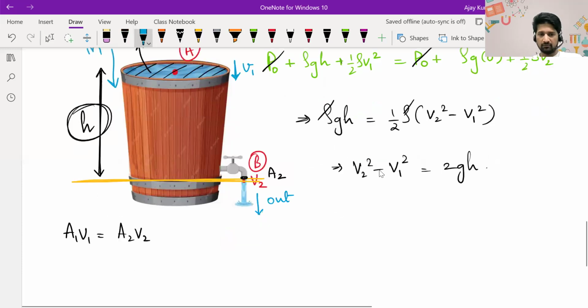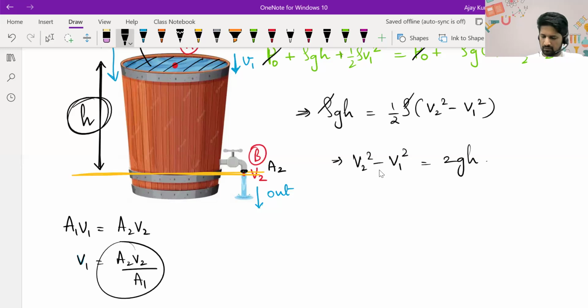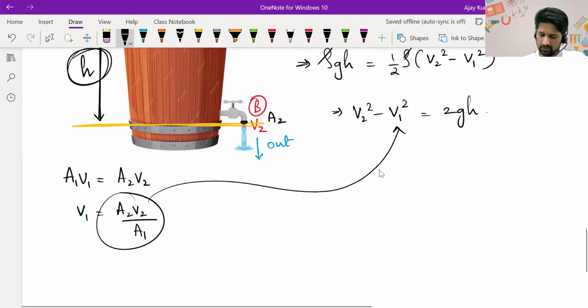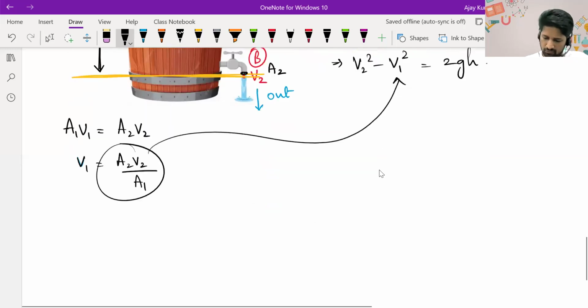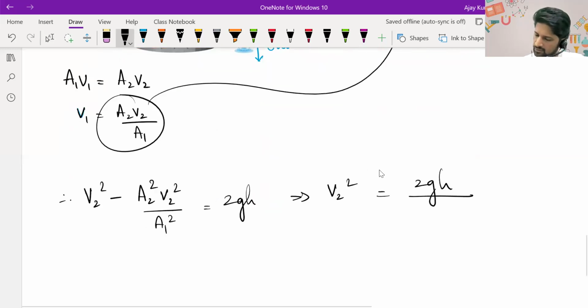Our aim is to derive V2, so we'll have to eliminate V1 from the equations. You can write V1 is equal to A2 V2 by A1, and we will substitute this here. So what does the equation change to? V2 square minus V1 square becomes V2 square minus A2 square V2 square by A1 square, which is equal to 2GH. That means V2 square is equal to 2GH divided by 1 minus A2 square by A1 square, or 1 minus (A2 by A1) whole square.